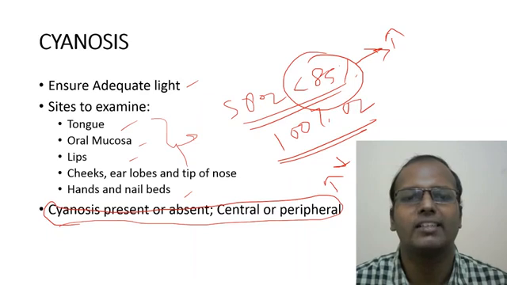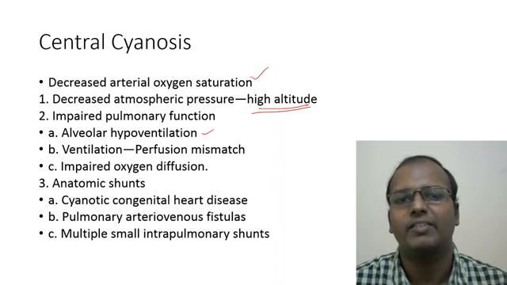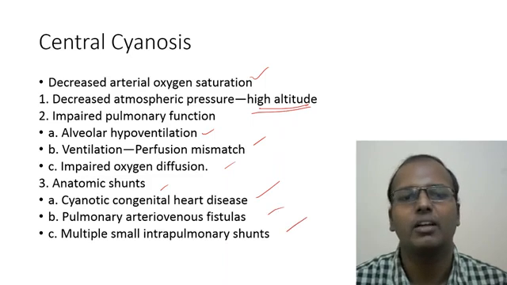Now coming to the causes of central cyanosis. Decreased arterial oxygen saturation, which can be due to high altitude, that is hypoxia, and impaired pulmonary function like alveolar hypoventilation, ventilation perfusion mismatch, or impaired oxygen diffusion. Anatomic shunts like cyanotic congenital heart disease, pulmonary arteriovenous fistula, and multiple small intrapulmonary shunts. These are the causes of central cyanosis.